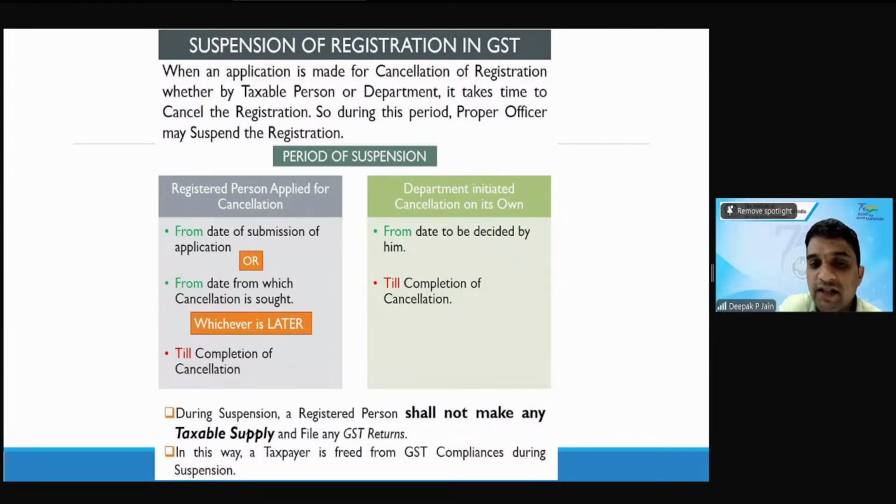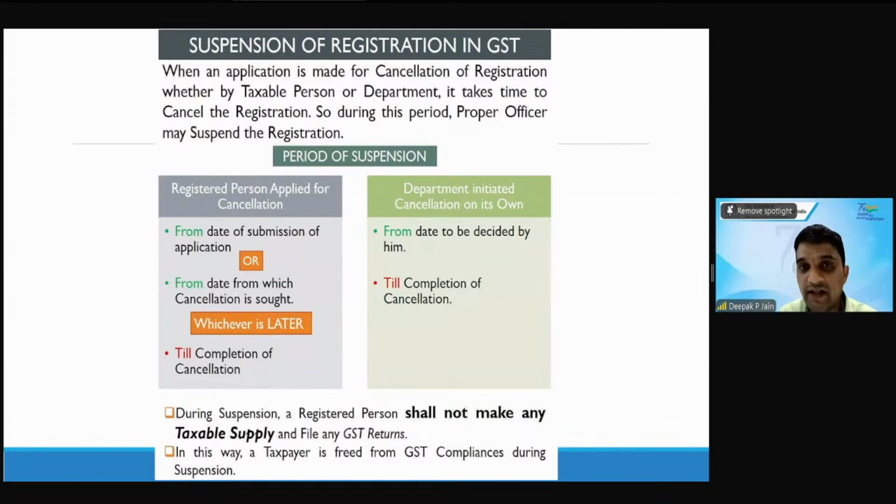Similarly, in your cancellation also, you can mention the date of submission, either from the date of your actual submission of application or the date of your application, or you have an option to mention an earlier date, saying you want to apply for cancellation from a prior date. Whichever is later, from that date, your suspension will start till the completion of cancellation. So you can have from a previous date or from a future date.